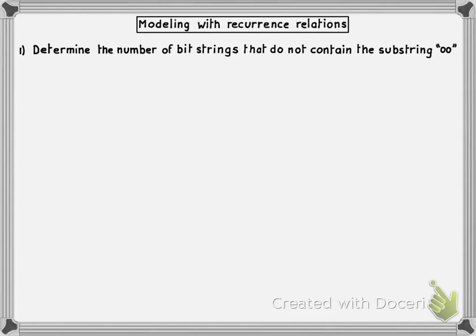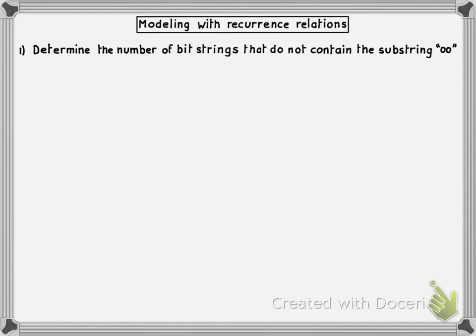And so in this segment, we're just going to show a couple examples of how to apply recurrence relations to solve some of these bit string counting problems. Now, of course, recurrence relations can be used to solve a multitude of different problems. So here is the problem we're going to look at. Count the number of bit strings that do not contain the substring 00.